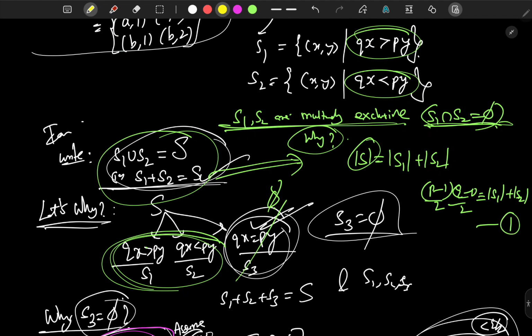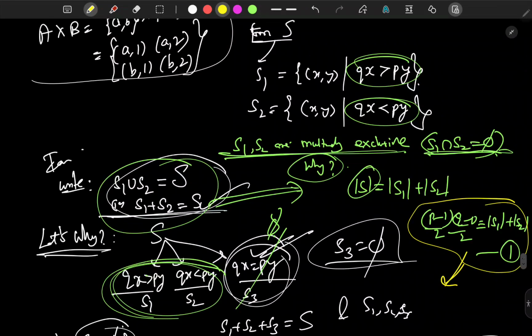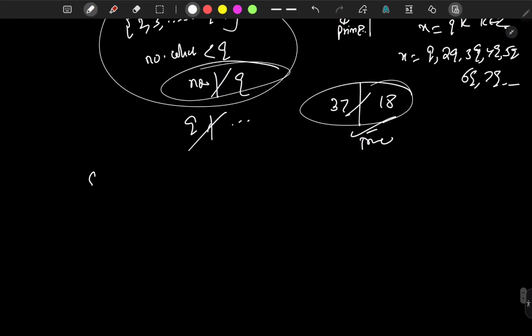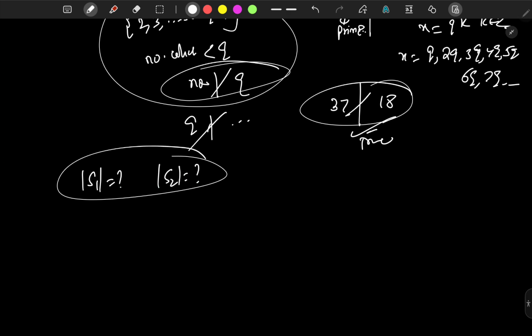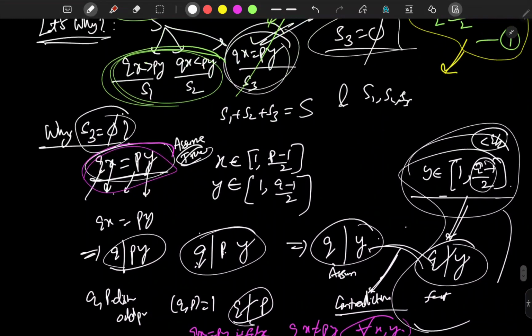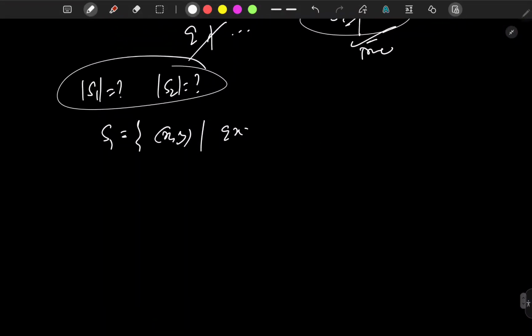This is the heart of this theorem; from this we will be able to get it. Now we have to find the values of S1 and S2, the cardinality of S1 and S2. If we can find that, the theorem is over. So what is S1? S1 is the set of ordered pairs x, y such that qx is greater than py.